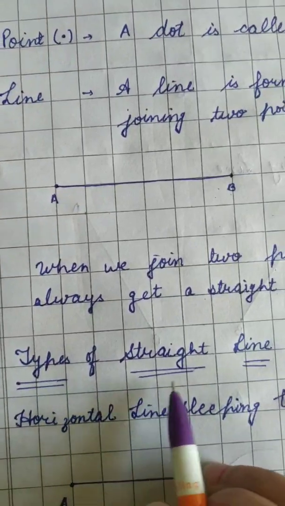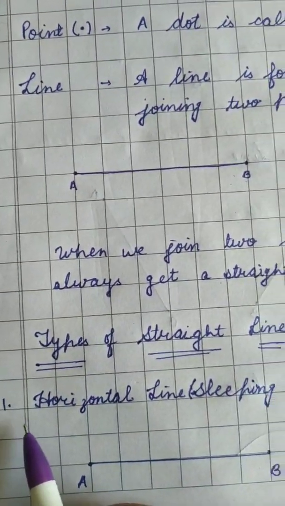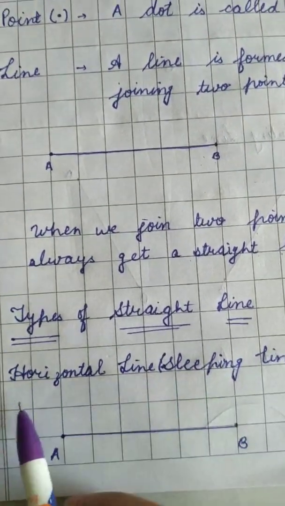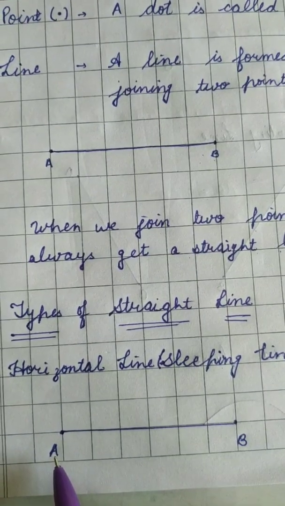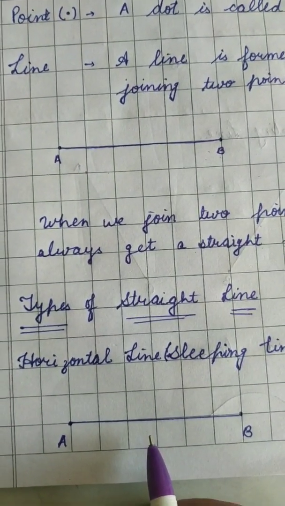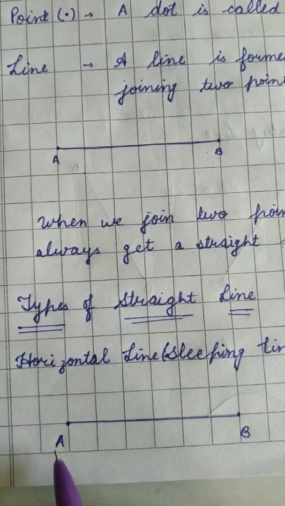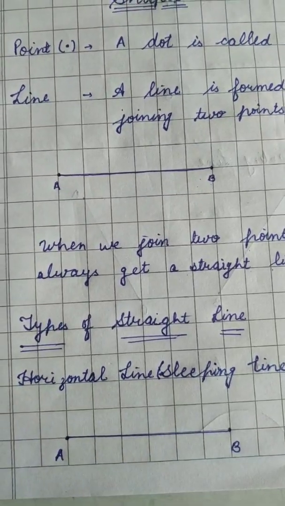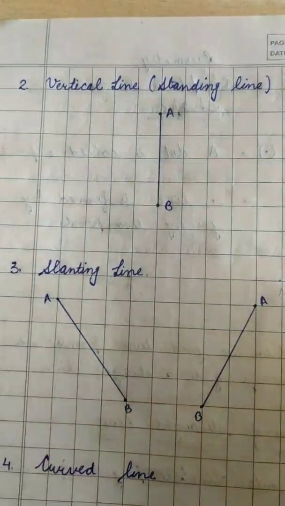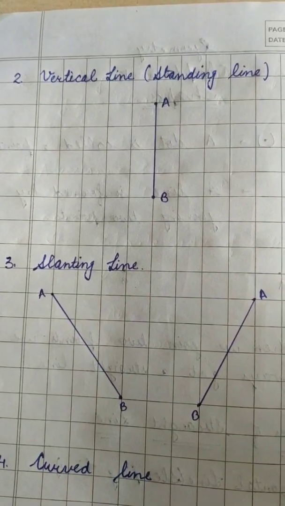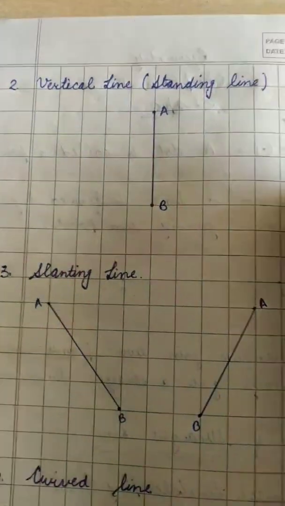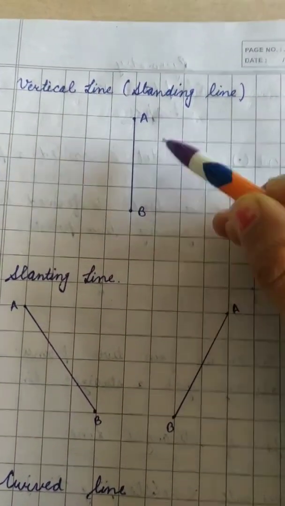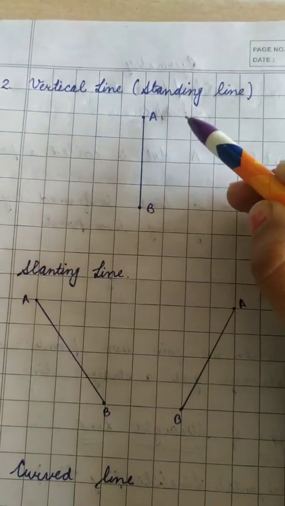Now, types of straight line first. The first one is horizontal line or sleeping line, which you have done from the nursery onwards. Sleeping line means when we join a line from left to right or right to left. See, I have drawn a line here and I have joined A with B and I have got a sleeping line or horizontal line. Now, second one is vertical line or standing line. When we join 2 points from top to bottom or bottom to top, we get a standing line. Vertical line or standing line.